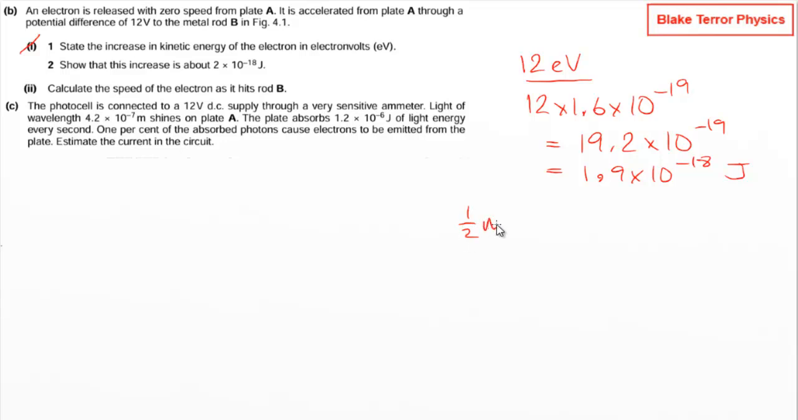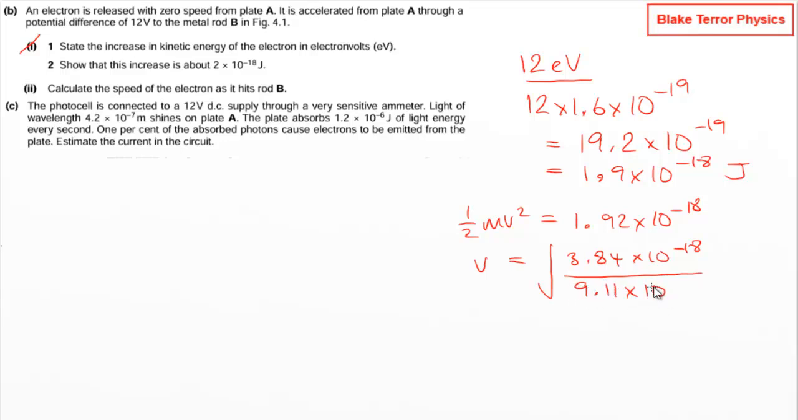So we've got that a half mv squared, our kinetic energy, is the 1.92 times 10 to the minus 18 joules. So v is going to be the square root of, well, we want to double that. So what's that? 3.84 times 10 to the minus 18. And then divide by the 9.11 times 10 to the minus 31 for the mass of the electron. Square root it all. And right, that's definitely going to have to be in the calculator. So just give me a moment to type it all in. 2.1 times 10 to the 6 meters per second.